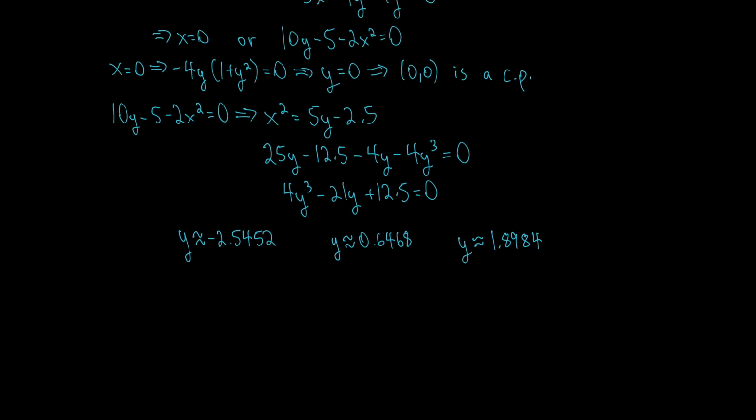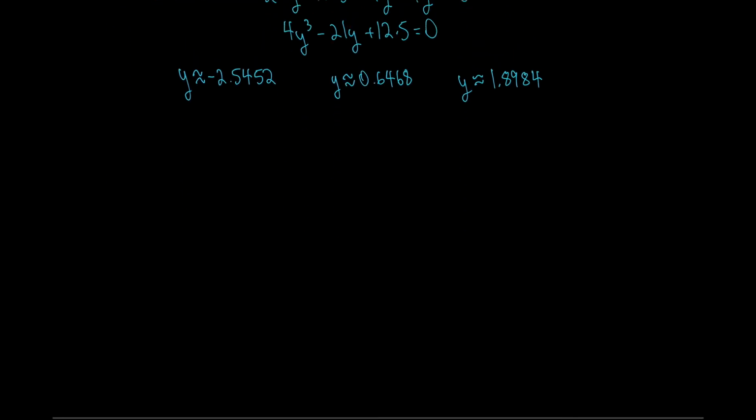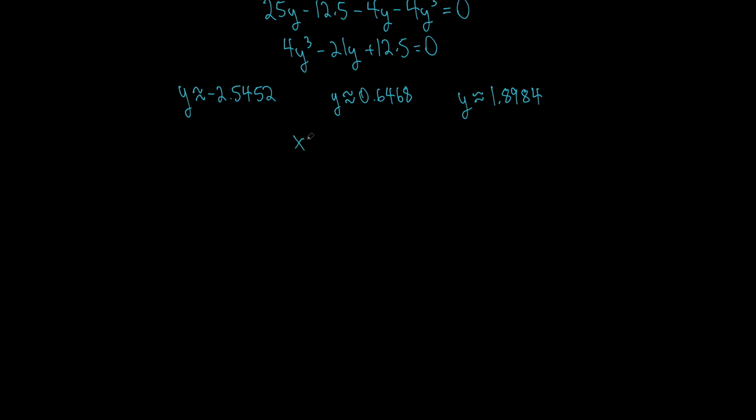So remember that we said that x squared is equal to 5y minus 2.5, so x is equal to plus or minus the square root of that. So that means that I could write x equals plus or minus the square root of 5y minus 2.5. So if I plug in this negative y value over here, then I get negative inside the square root. So I'm not allowed to do that. So I can only plug in these two guys.